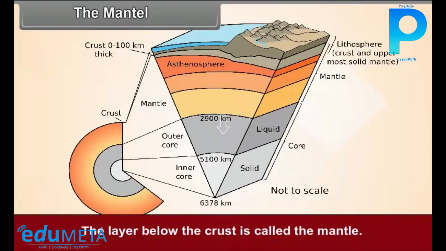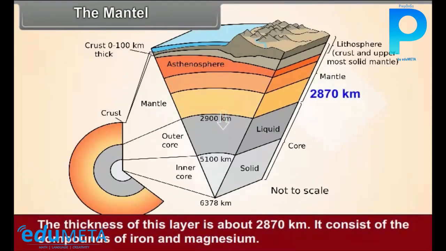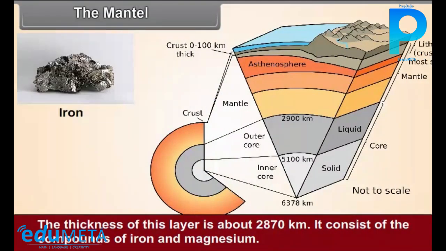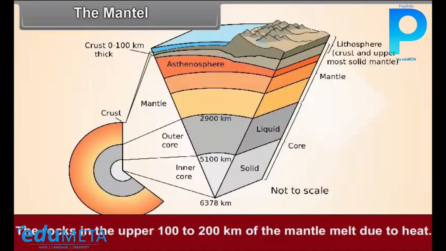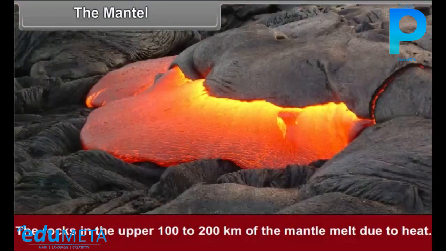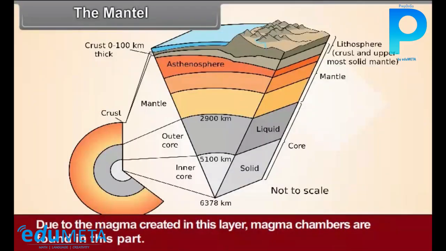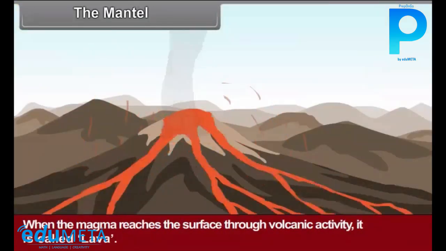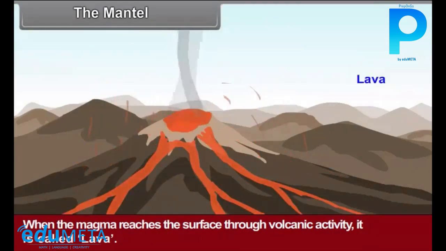The mantle. The layer below the crust is called the mantle. The thickness of this layer is about 2,870 kilometers. It consists of the compounds of iron and magnesium. The rocks in the upper 100 to 200 kilometers of the mantle melt due to heat. Due to the magma created in this layer, magma chambers are formed in this part. When the magma reaches the surface through volcanic activity, it is called lava.